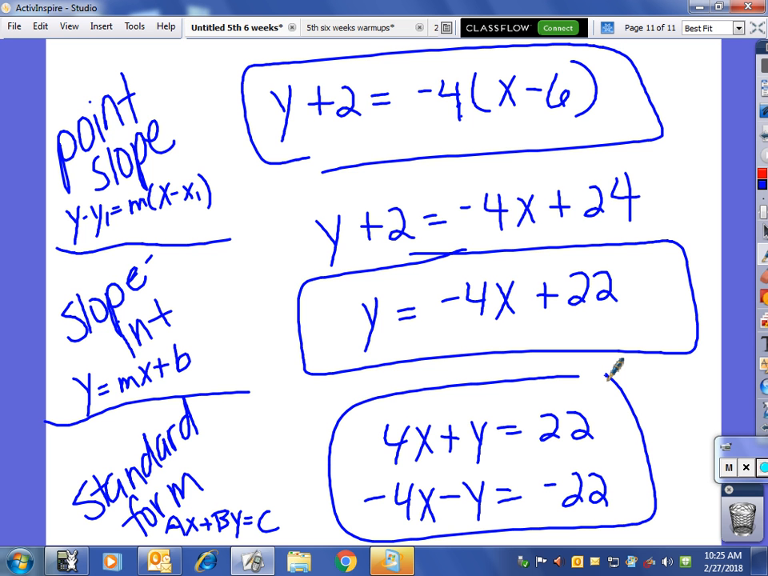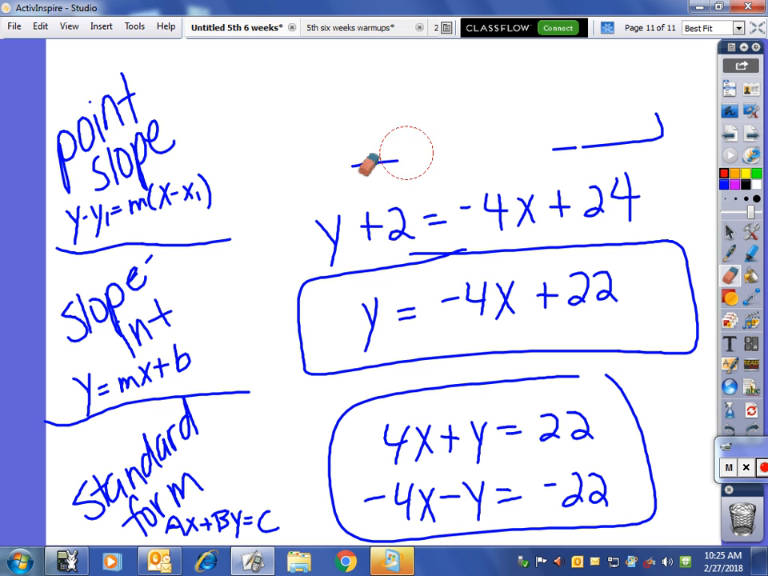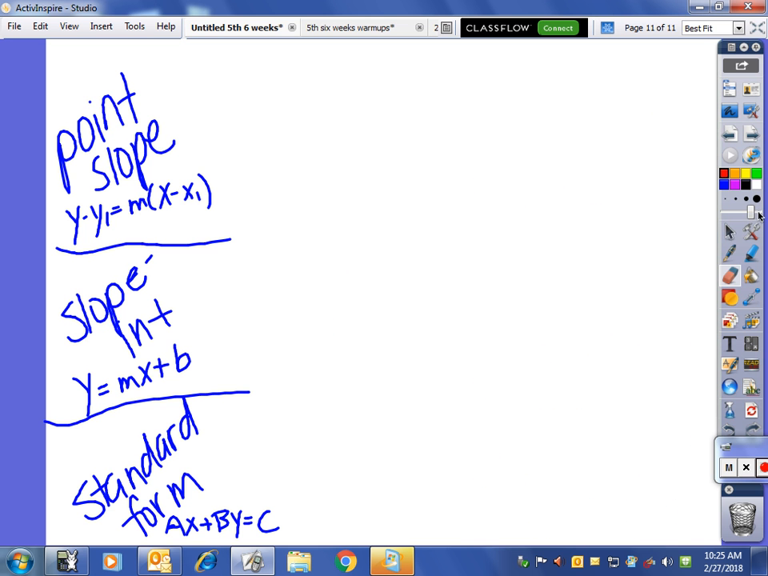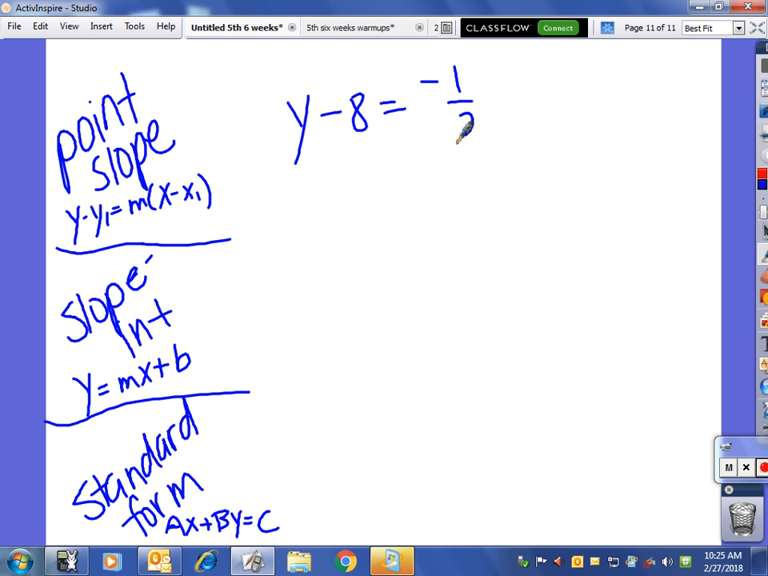Now, what could make this even more fun? If the slope was a fraction. Let's do that, shall we? Y'all look so excited. Alright, y minus 8 equals negative 1/2 parentheses x plus 5. What's the slope of this line? Negative 1/2. Can you tell what point I used? What point did I use? Negative 5, positive 8. Alright, do we want to do this one together or can you handle it?